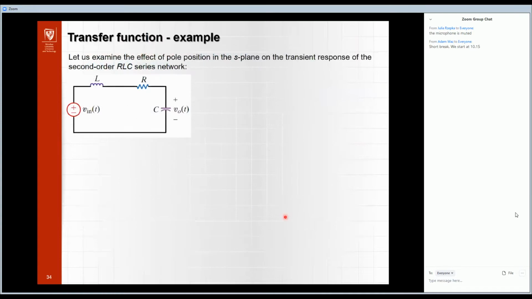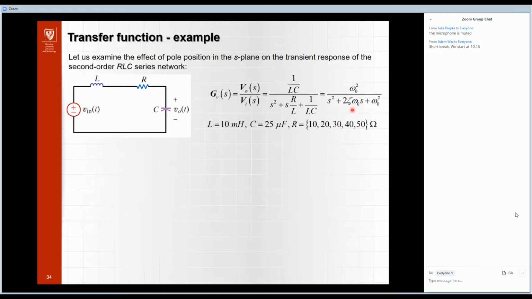Okay, so now we can try to examine the effect of pole position in the S plane on the transient response of such a network. And when we calculate the voltage on the output, we can use the voltage divider here. So we know about the current. The current is the voltage divided by all the elements, so it is the denominator, and the denominator has such a value. And we know about the characteristic equation for this, using information from the transfer function theorem. And now we put in some data, for example, 10 millihenries and 25 microfarads and some resistors.